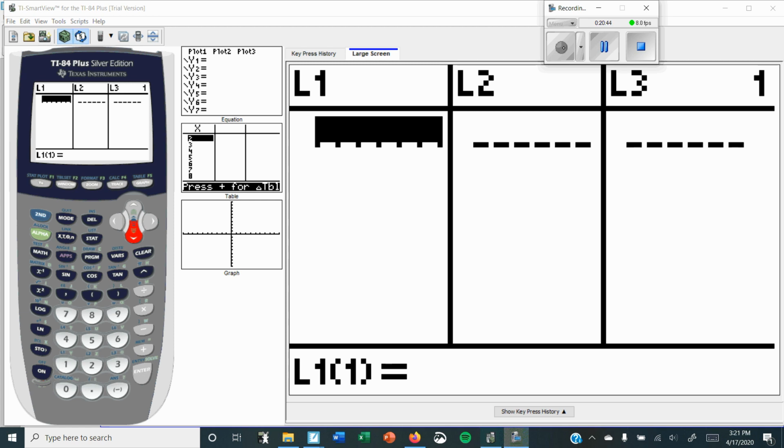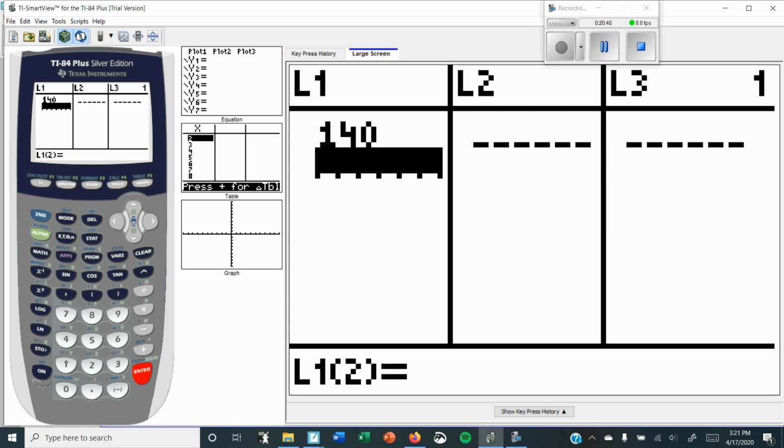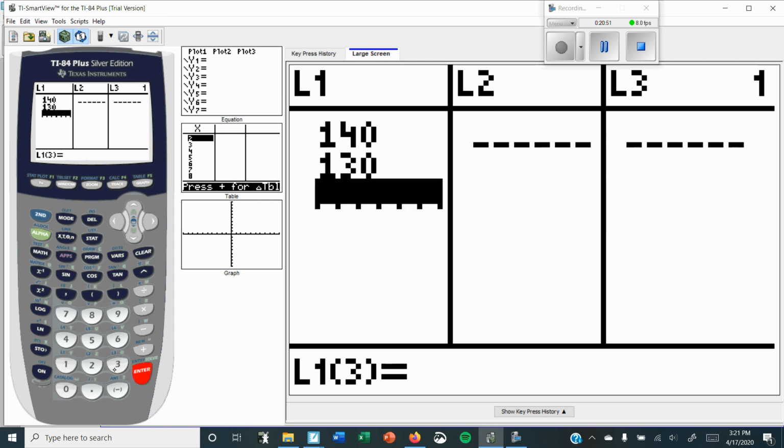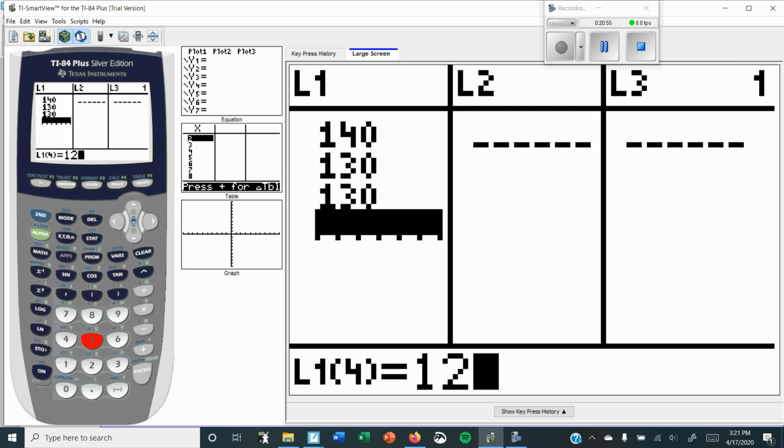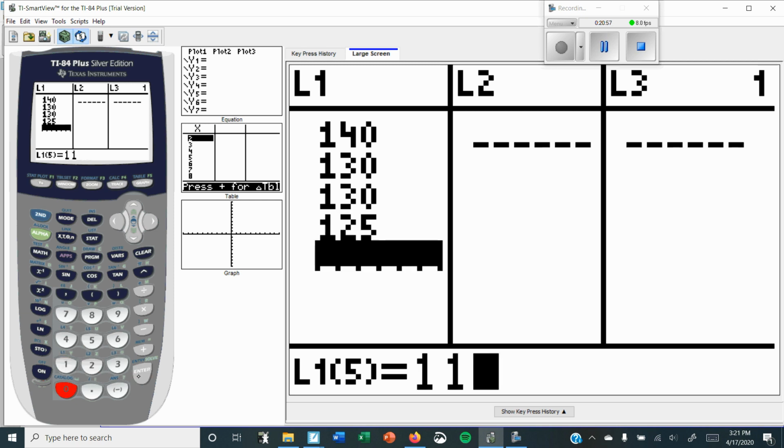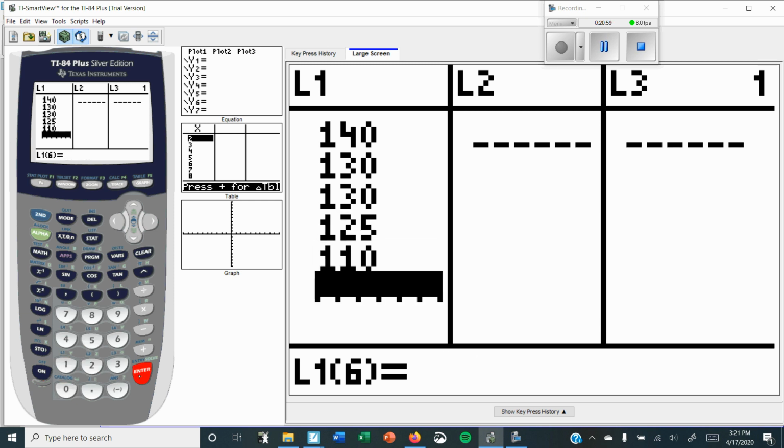Okay, so we're going to type in the first column, 140. And again, the calculator can only type it in if you do it right. 130, 130, 125, and 110, and make sure you press enter so it's locked in. So we got the first column.